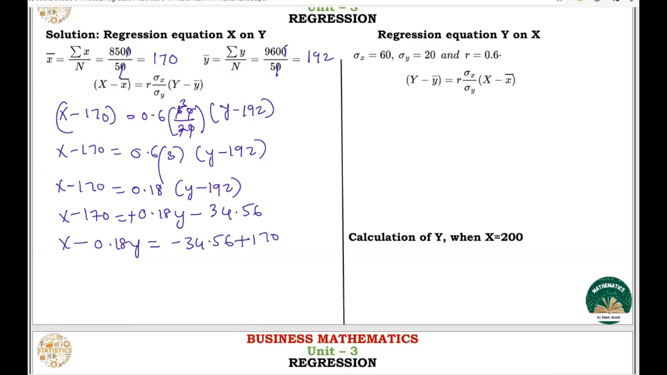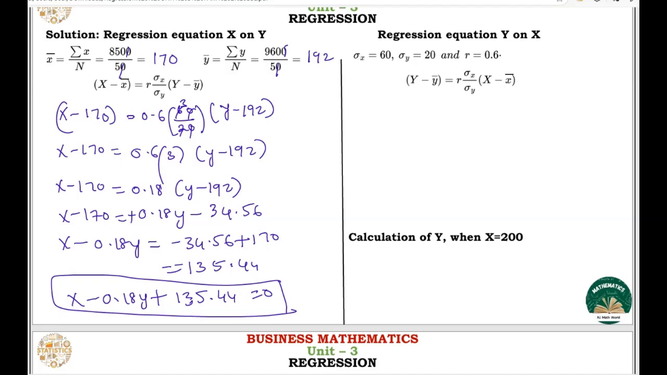So if you subtract 34.56 minus 170, we get 135.44. So x minus 0.18y, the minus comes to the other side and becomes plus, 135.44 equals 0 will be the required equation of x and y. Similar to that, you will be calculating the value for y.